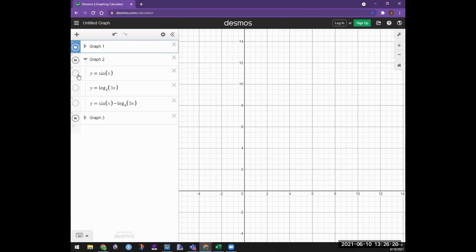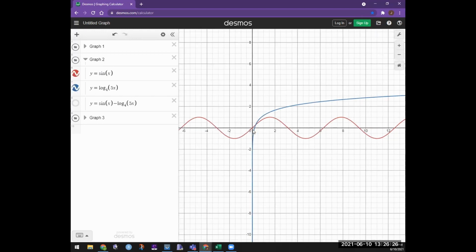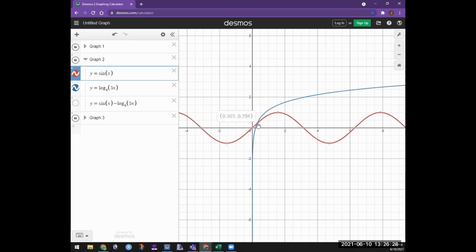What does this graph look like? So there's sine. There's log base 4 of 5x. They intersect when x is 0.302. So that's my approximated solution.